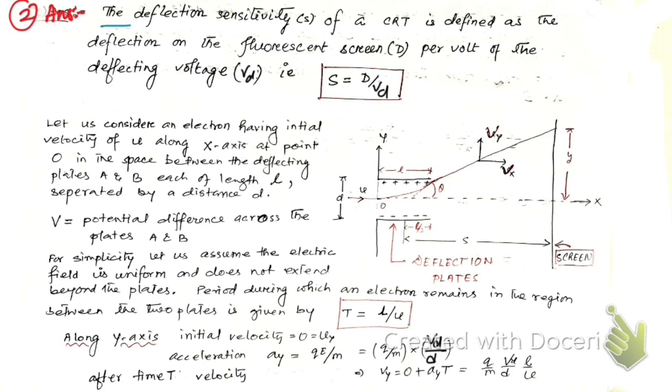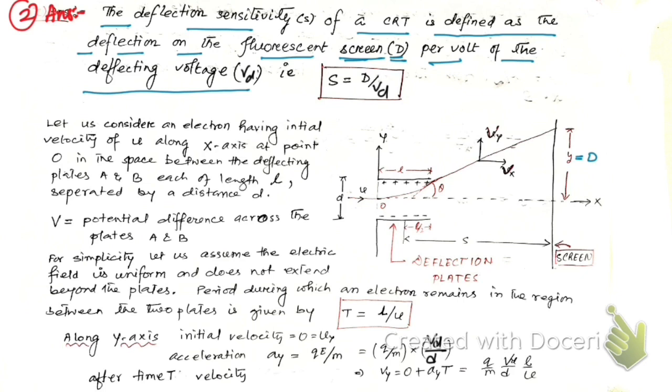Deflection sensitivity of a CRT is defined as the deflection on the fluorescent screen per volt of the deflecting voltage. If the deflection is given by D, so here is the diagram I have written, Y. Suppose Y is equal to D. If the deflecting voltage across these two plates is VD, then the sensitivity is given by S is equal to D by VD.